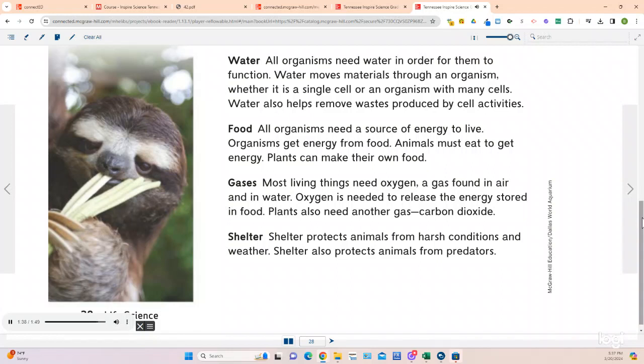Shelter. Shelter protects animals from harsh conditions and weather. Shelter also protects animals from predators. Food provides energy for living things.